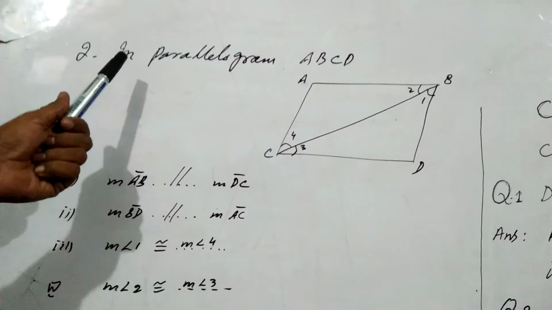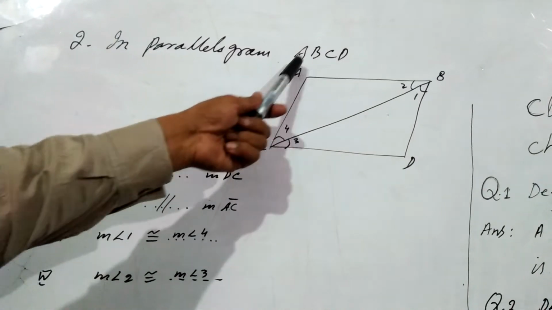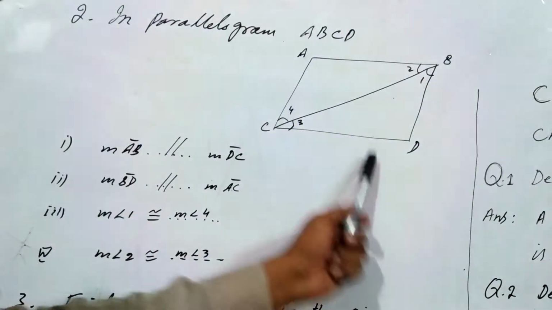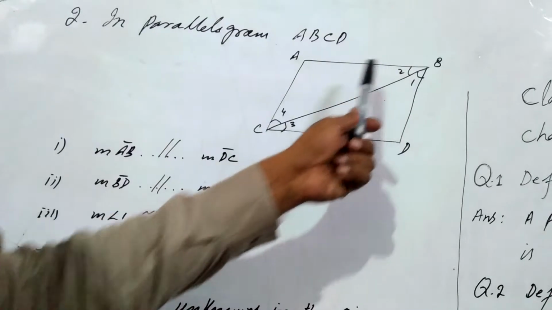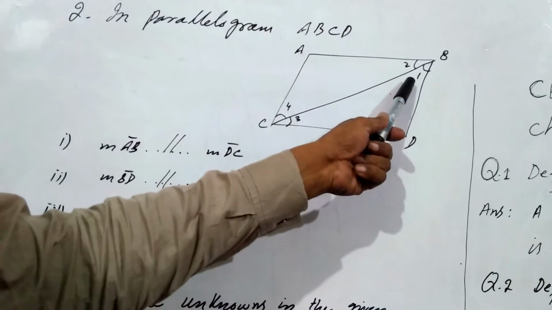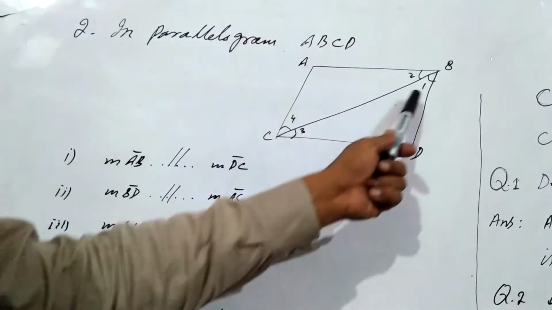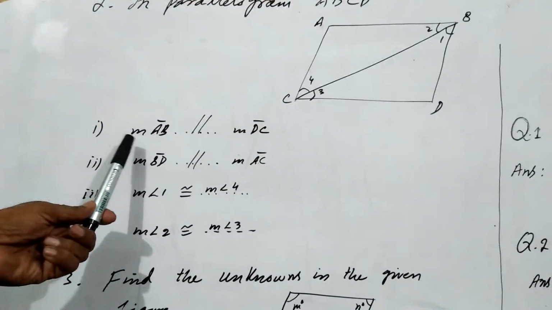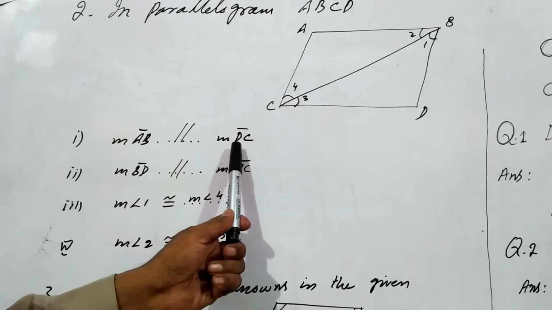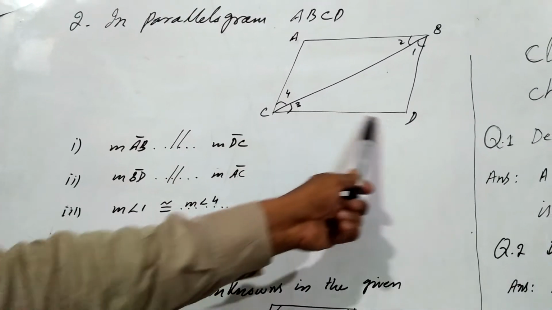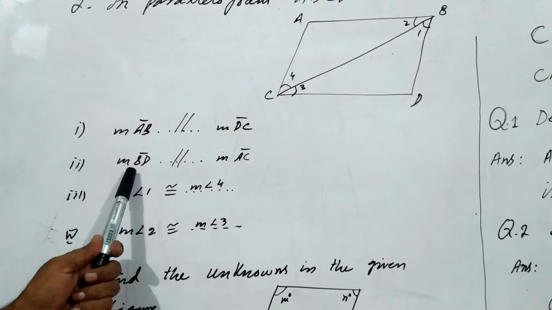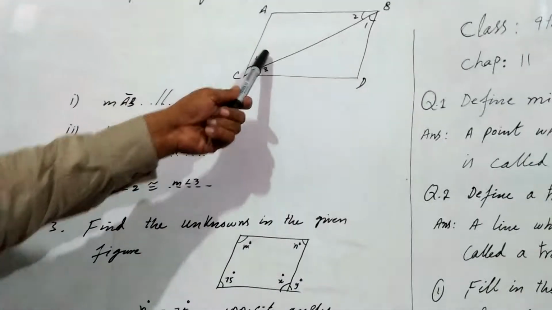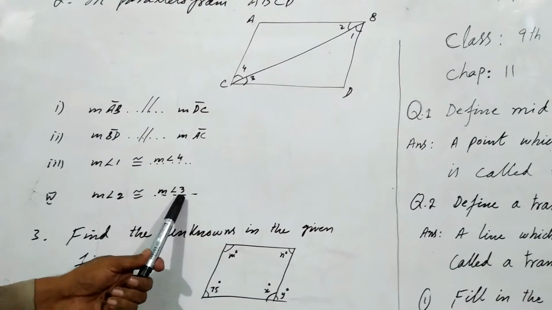In question number 2, in parallelogram ABCD, AB is parallel to CD, AC is parallel to BD. Angle 2 is congruent to angle 3 as alternate angles are congruent. So angle 1 is also congruent to angle 4. So the blanks: measurement AB is parallel to DC. BD is parallel to AC. Angle 1 is congruent to angle 4 and angle 2 is congruent to angle 3.